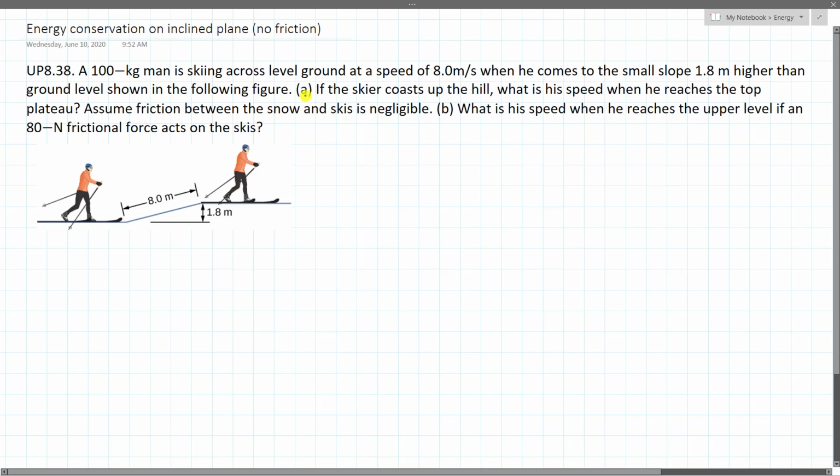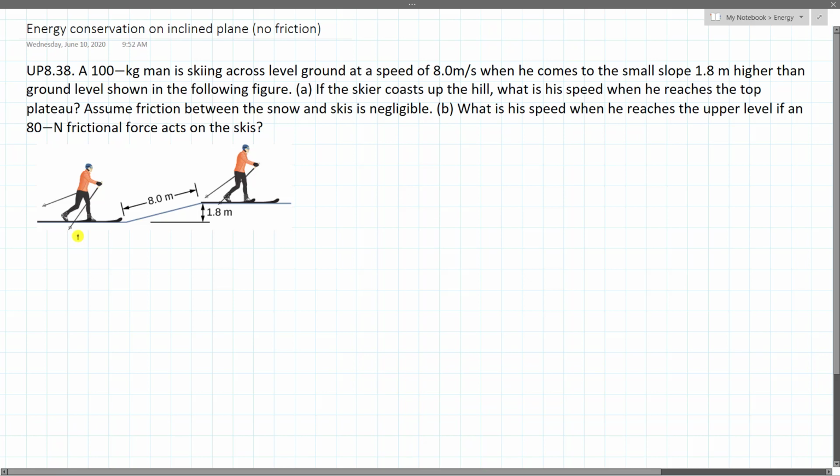Alright, so we have two questions. A, if the skier coasts up the hill, what is his speed when he reaches the top plateau? Assume friction between the snow and skis is negligible, so no friction. And then what is his speed when he reaches the upper level if an 80 Newton frictional force acts on the skis? So let's start with the first one.